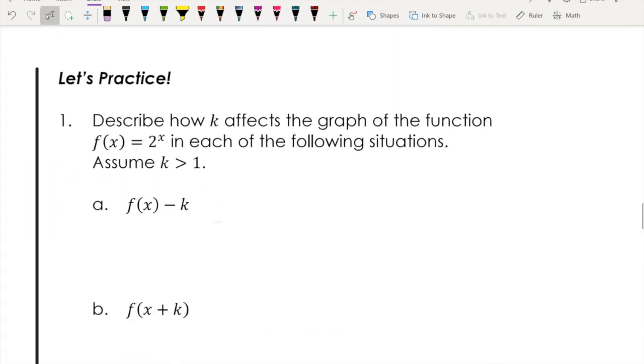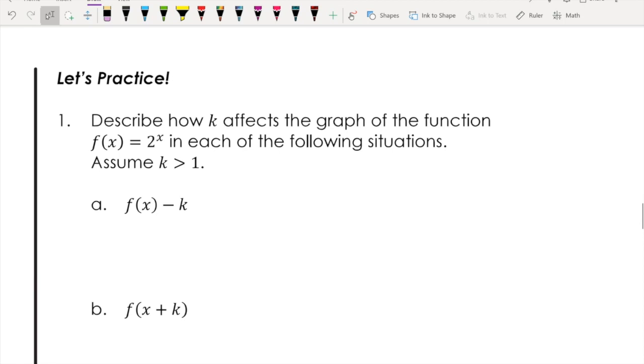Okay? Describe how k affects the graph of a function f of x equals 2 to the power of x in each of the following situations. Assume k is greater than 1. So what this is asking is, what happens when I subtract it outside of parentheses? So what happened when I put it outside of parentheses? So look for that graph. What graph was it when I shifted it out of parentheses?